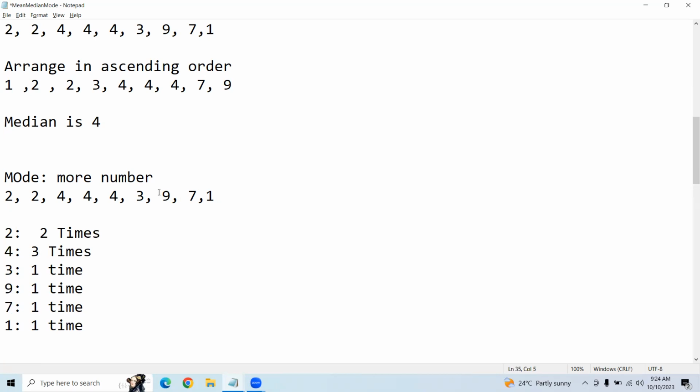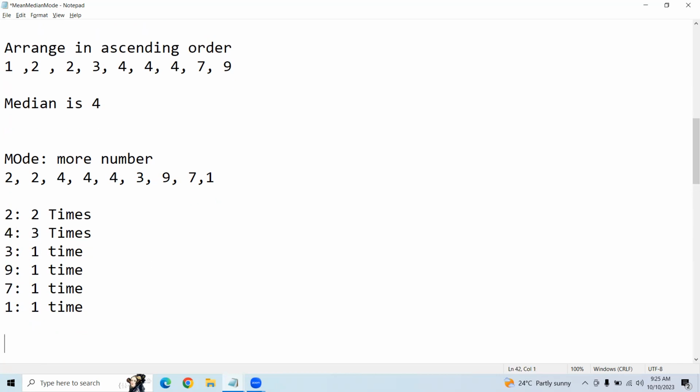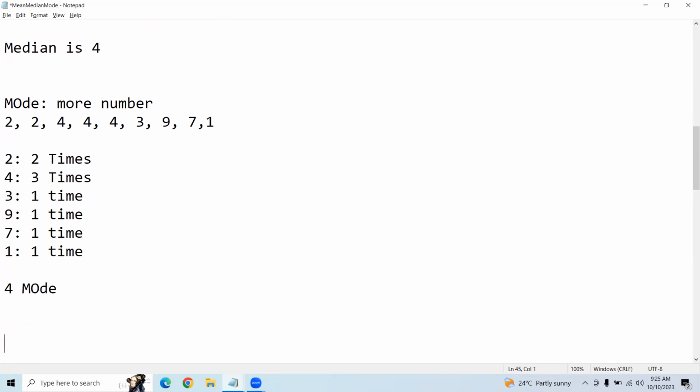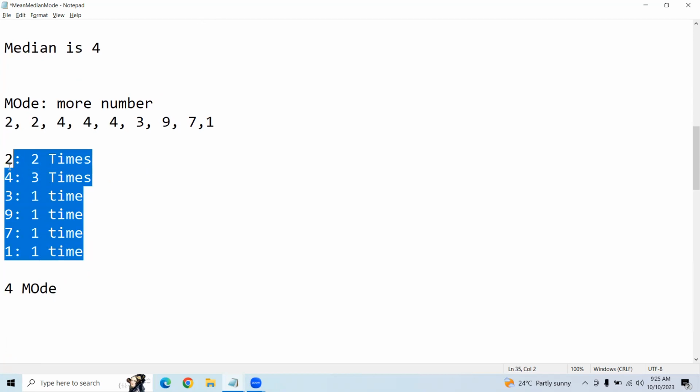So we have considered all 9 numbers and we have written the occurrences, which number is coming how many times. So which is the number which is repeating most of the time? It's 3 times. So 4 is the mode of the series. 4 is coming 3 times over here. It is more than all other numbers in the series.